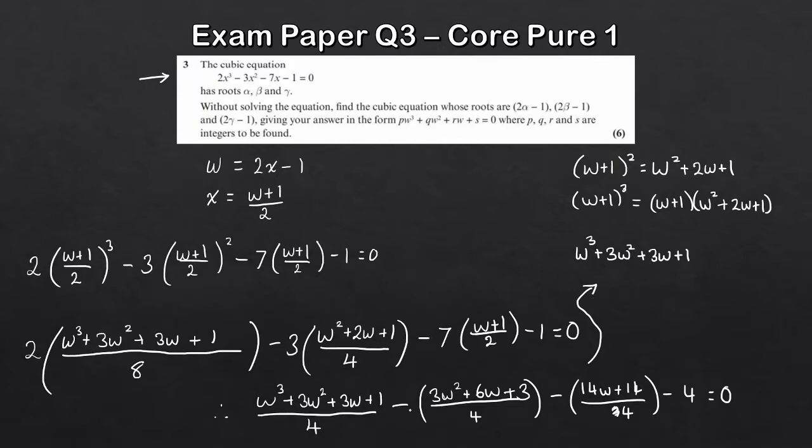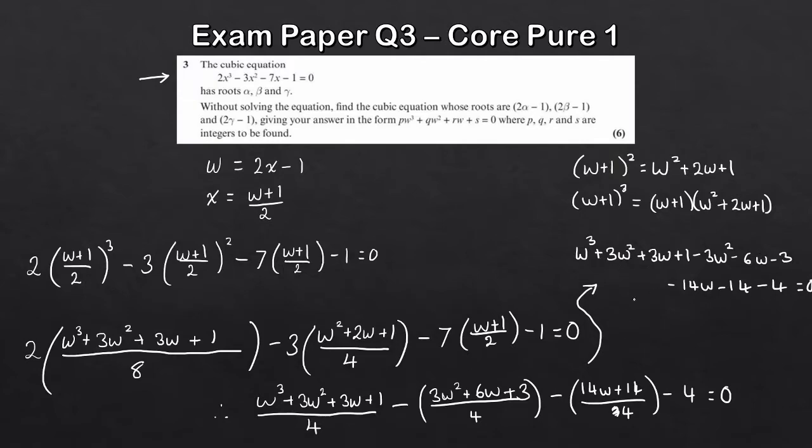So then this time now we've just got minus the numerator, so minus 3w squared, minus 6w, minus 3, minus 14w, minus 14, minus 4 equals 0. I think we're going to run out of room here. And then at this stage here, just collect like terms and we're done.